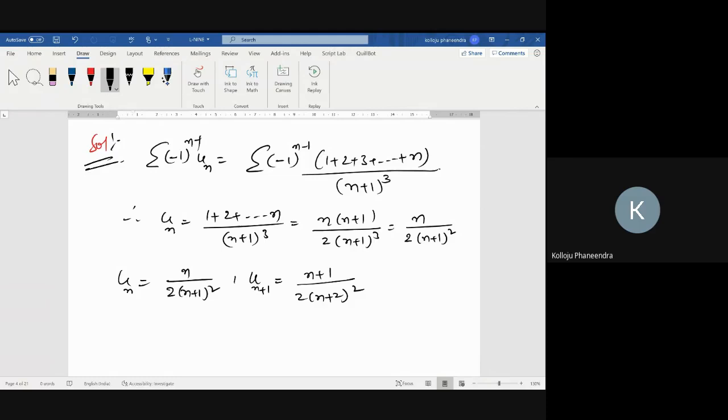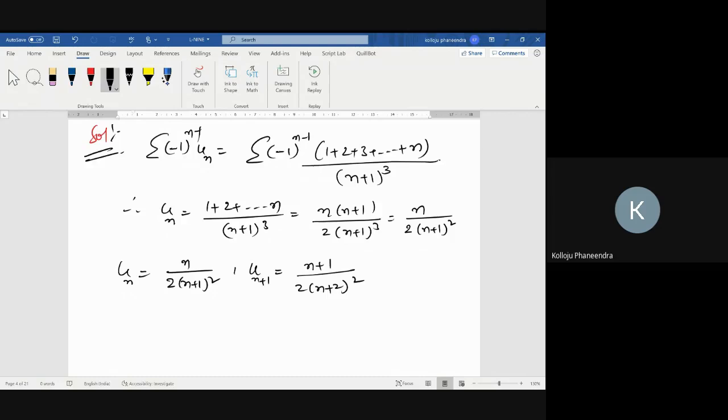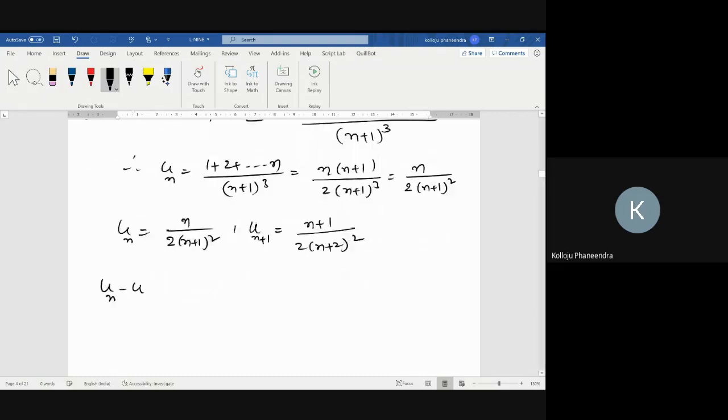Now I have to check whether un is greater than un plus 1. One can check by directly substituting n equal to 1, then u1, u2, compare these two, u2, u3 like that. But one general check, let me subtract. What I have to prove? Un greater than un plus 1. That means un minus un plus 1 greater than 0. Let me check what is this value.